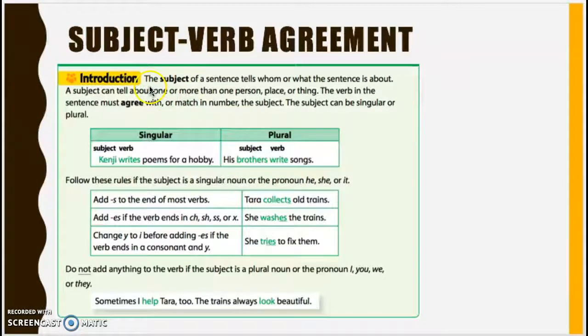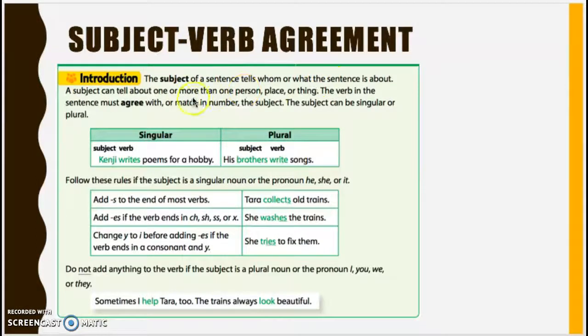All right, so let's look right here at the introduction. It says the subject of a sentence tells whom or what the sentence is about, okay? So a subject is really the who or the what you're talking about, right? A subject can tell about one or more than one person, place, or thing. Do you remember what it's called when you talk about more than one thing? Very good. It's plural. So you could talk about one person, place, or thing, or you can make it plural and talk about more than one.